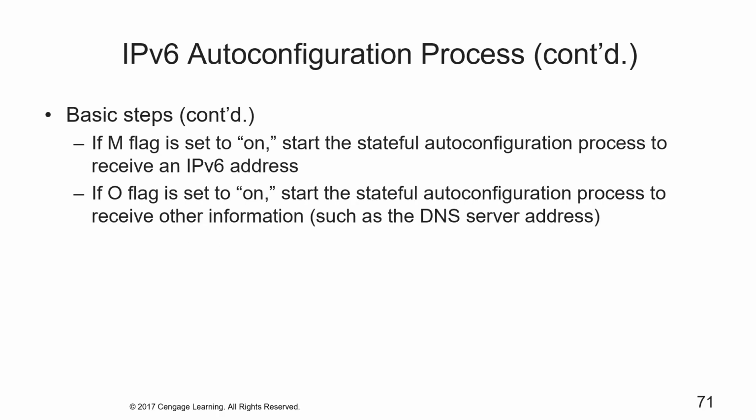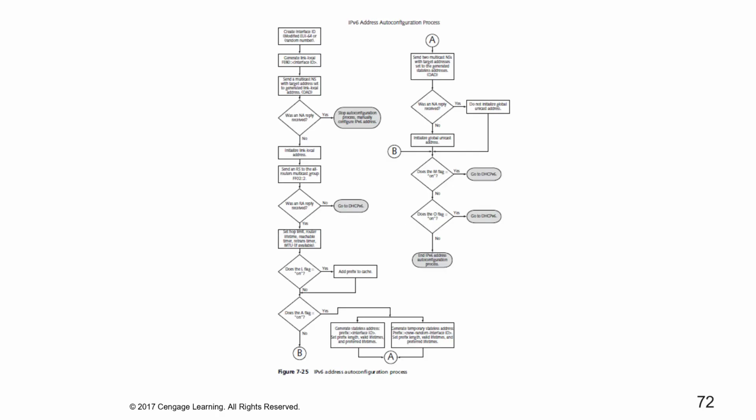Finally, if the M flag is set to on, start the stateful autoconfiguration process to receive an IPv6 address. And then, if the O flag is on, start the stateful autoconfiguration process to receive other information such as the DNS server address. And if you want to look at it in a chart, here is the workflow for the full IPv6 address autoconfiguration process.